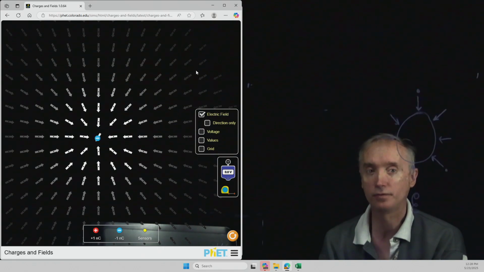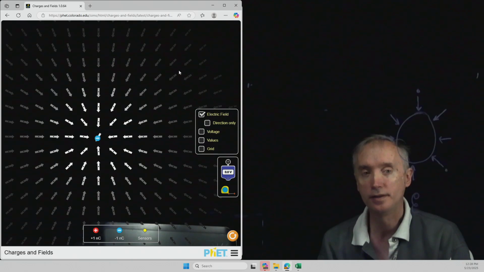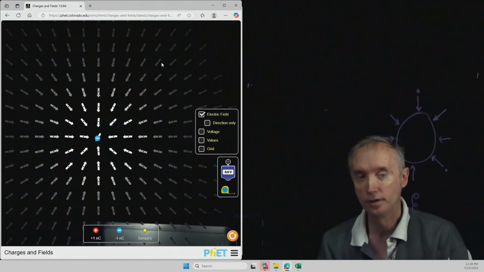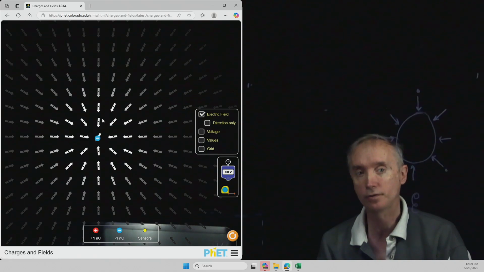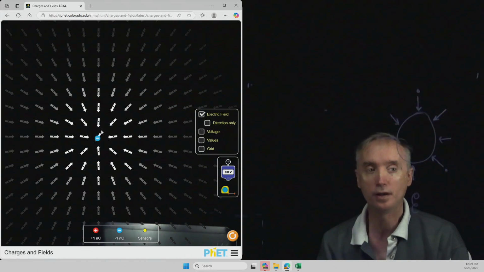Okay, it means the further away that you get from the source of the electric field, the weaker the electric field gets. Okay, it's just like gravity. So the further away from the Earth you get, the weaker gravity gets. So the further away from an electrical charge you get, the weaker the electric field gets. Now, where do you think that these arrows came from?